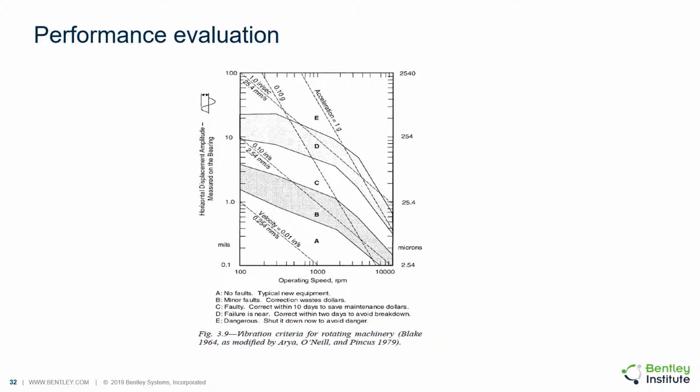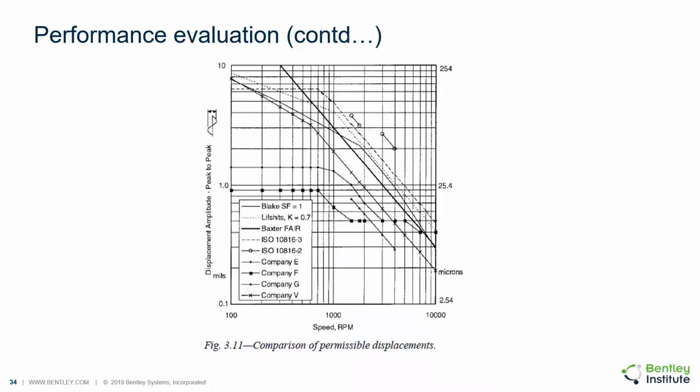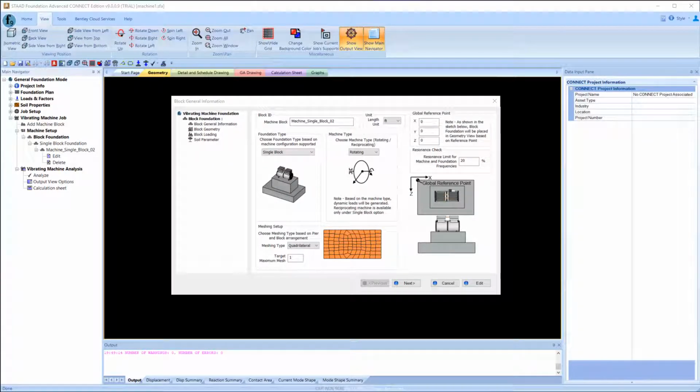So as you can see, if your machine is in the A or B zone, you don't need to worry about maintenance. On the other hand, if it's in the C zone, then maintenance should be done within 10 days and so on and so forth. Here is one more vibration chart from Baxter and Bernhard, where based on the displacement amplitude, it grades the operation of the machinery from extremely smooth to very rough. Here is one more chart showing how these different vibration standards compare against each other when it comes to permissible displacements.